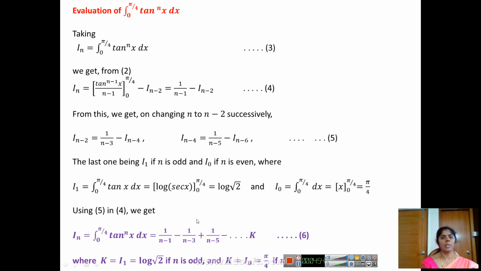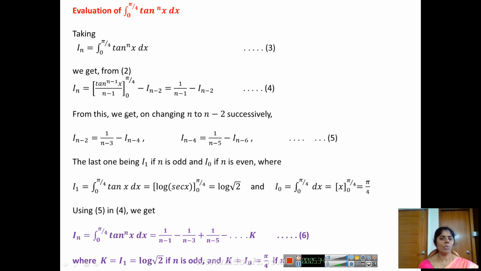Next we are going to learn the evaluation of integral 0 to pi by 4 tan to the power n of x dx. Taking I_n equals integral 0 to pi by 4 tan to the power n of x dx, let it be equation 3. From the reduction formula, we have I_n equals tan to the power n minus 1 of x whole divided by n minus 1, which is completely integrated. We can apply the limits from 0 to pi by 4, minus we are left with the integral term, that is I_(n minus 2).